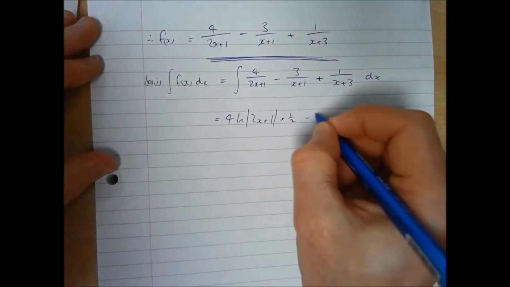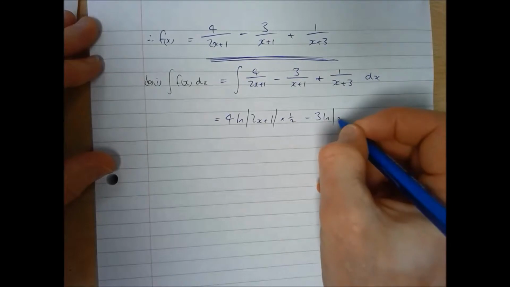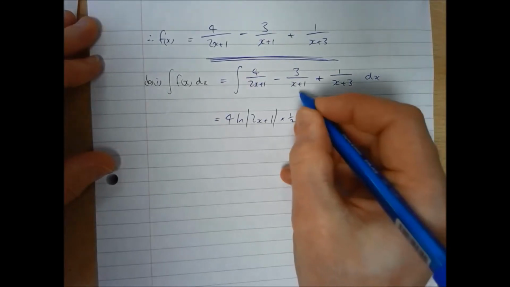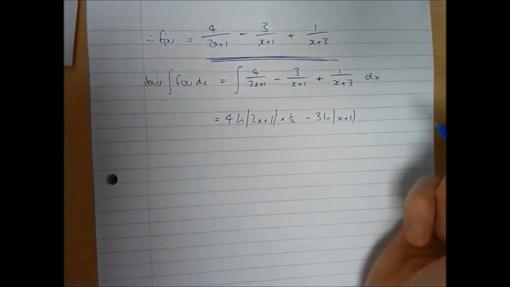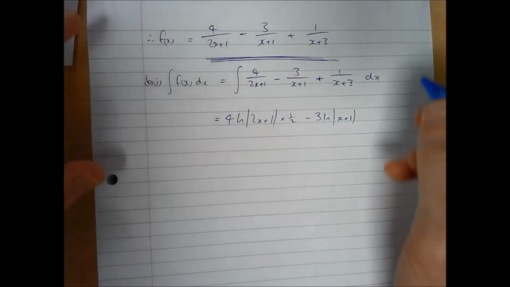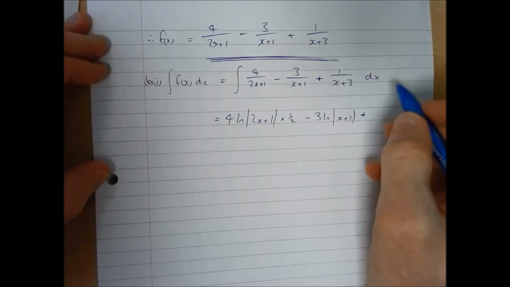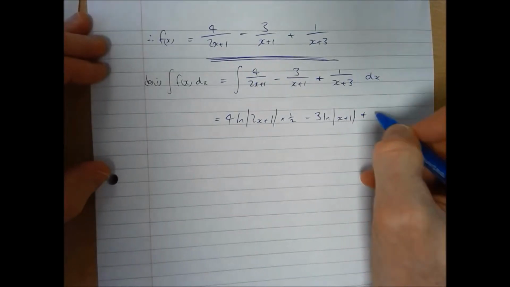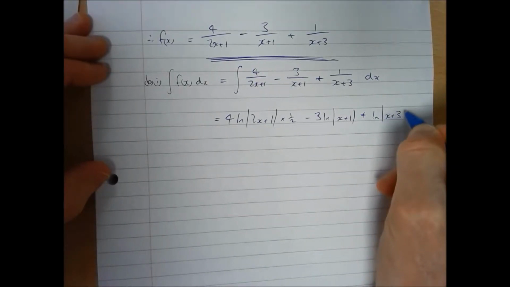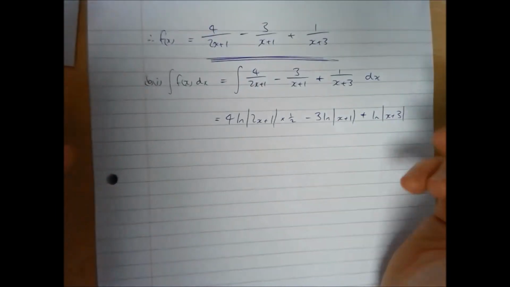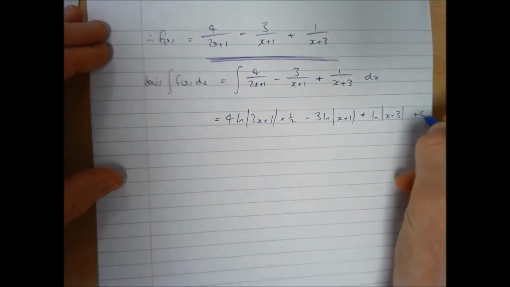Here then we've got minus 3 ln of x plus 1. Coefficient of x in this case is 1, so in terms of dividing by 1 from the inverse chain rule, well, that doesn't really have any impact. And similarly here we've got 1, which is 1, ln of x plus 3, and again inverse chain rule with a coefficient of 1 isn't actually going to do any work.